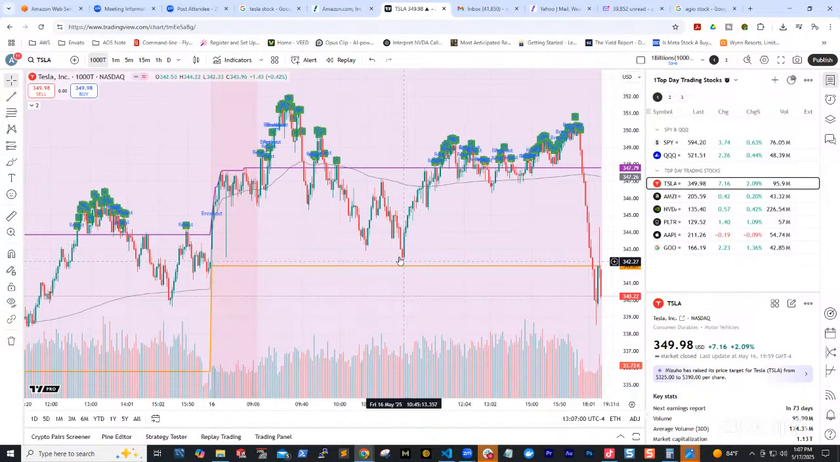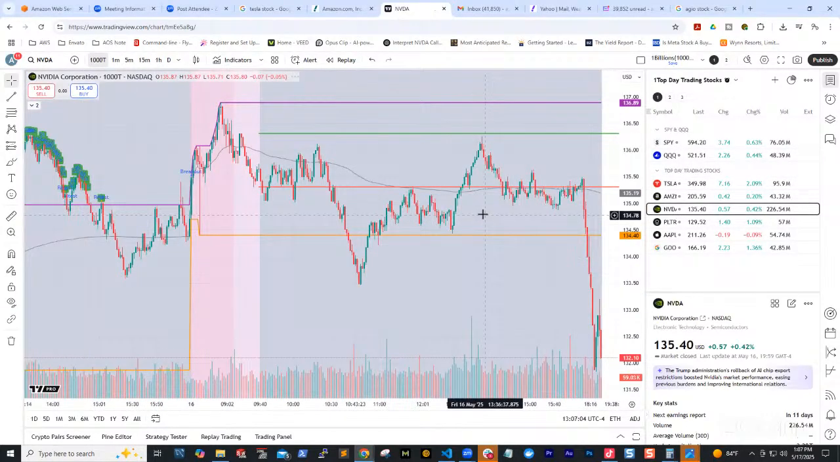Once I see it's here, I buy it and I wait. Even Nvidia did the same thing yesterday and I made money on it. Nvidia dropped all the way down here, and I bought it right here and it kept dropping. I just left it alone, and by the end of the day it had gone up here. So that's some of the strategy I use, honestly.